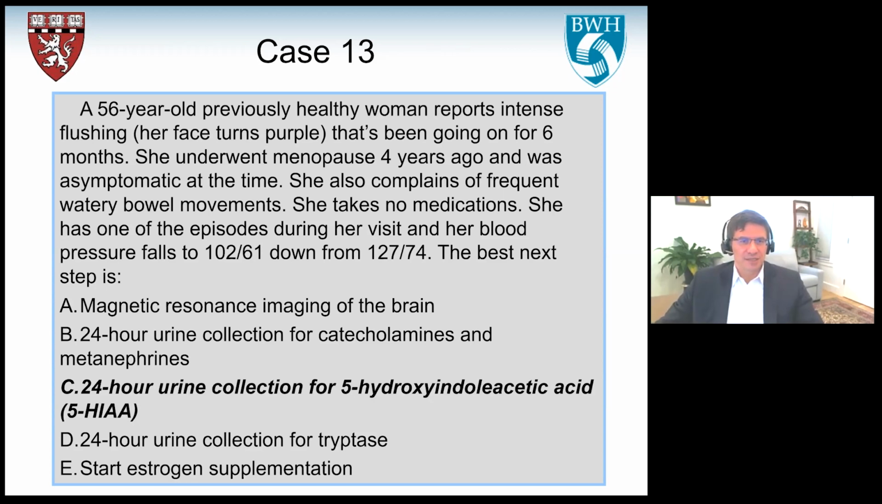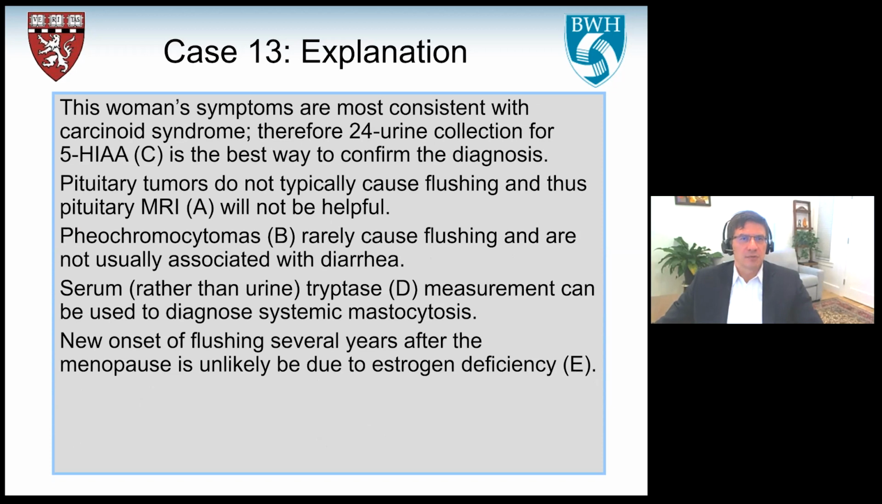And the right answer is C, 24-hour urine collection for 5-hydroxyindoleacetic acid or 5-HIAA. This woman's symptoms are most consistent with carcinoid syndrome. Therefore, 24-hour urine collection for 5-HIAA is the best way to confirm the diagnosis.